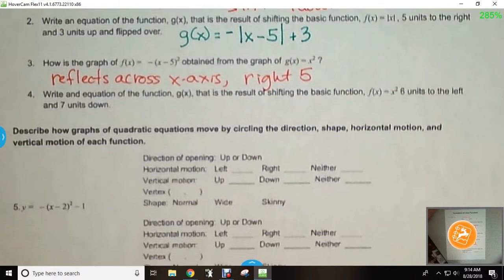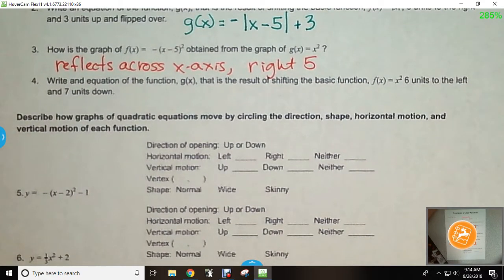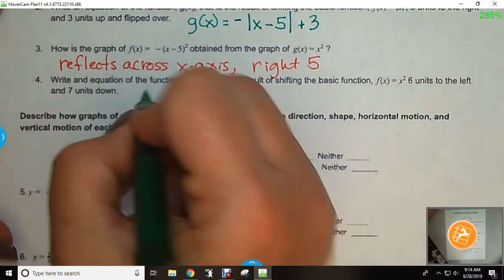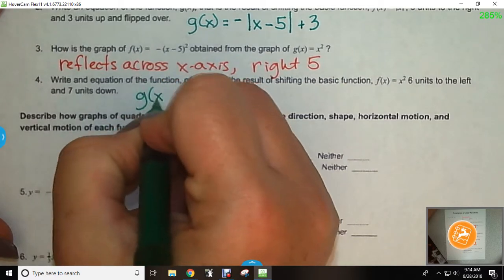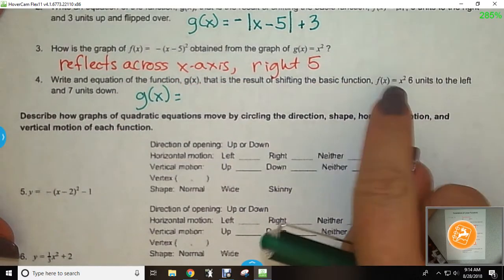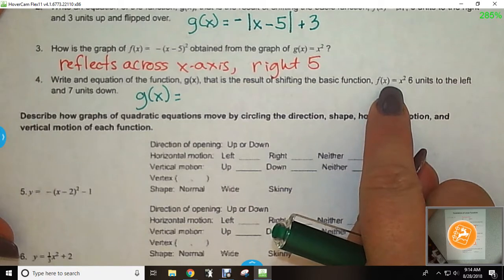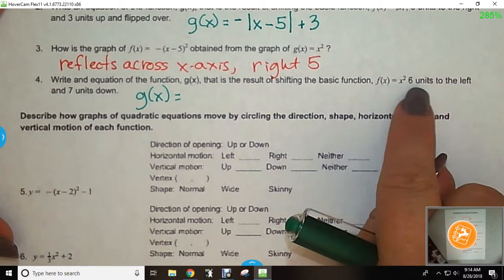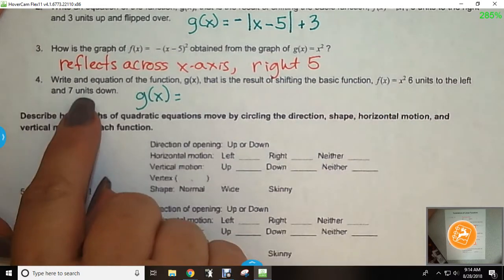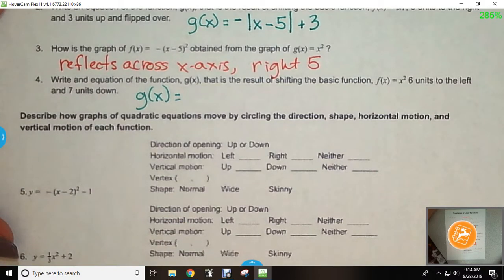All right, number 4 is the exact same type of question. I want you to write an equation for g of x that takes f of x equals x squared and shifts it 6 to the left and 7 down. Okay, I'll give you just a minute and then I'll put it up here, see how you did.